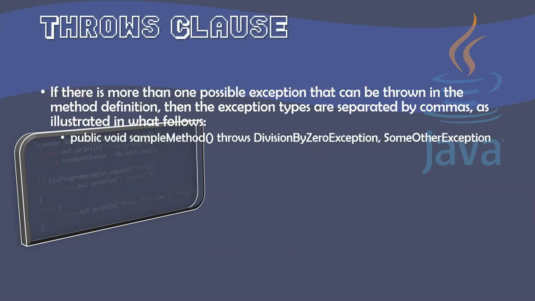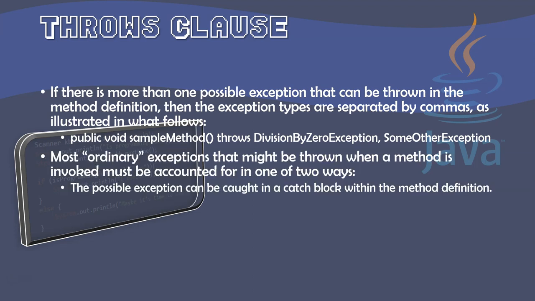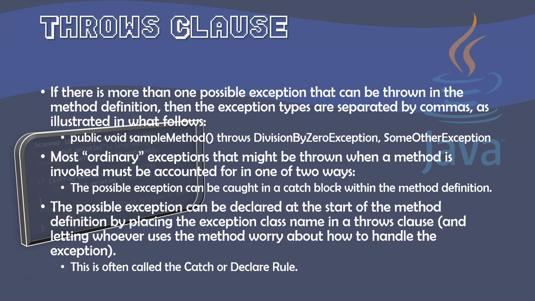When we talk about the throws clause, if there's more than one possible exception that can be thrown in the method definition, then those exception types are separated by commas, as illustrated below. You can see we have sampleMethod, we still have DivisionByZeroException, and of course we have some other exception. Most ordinary exceptions that might be thrown when the method is invoked should be accounted for in one of two ways. The possible exception can be caught in a catch block within the method definition. Or the possible exception can be declared at the start of the method definition by placing the exception class name in a throws clause and letting whoever uses that method worry about how to handle it. This is what's known as the catch or declare rule.